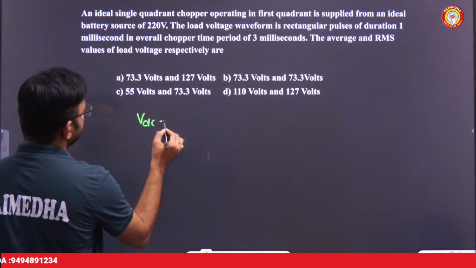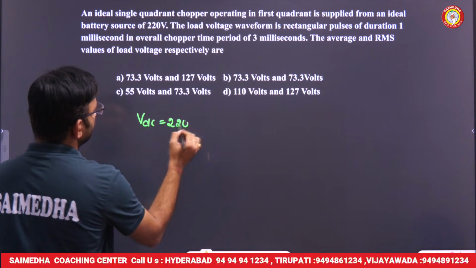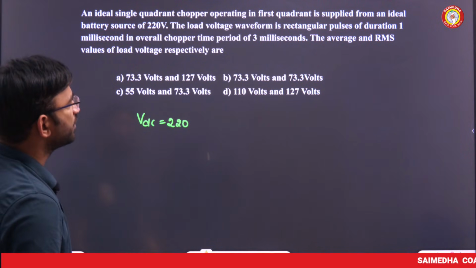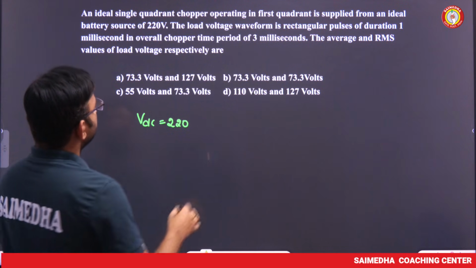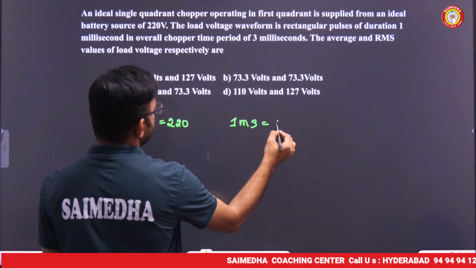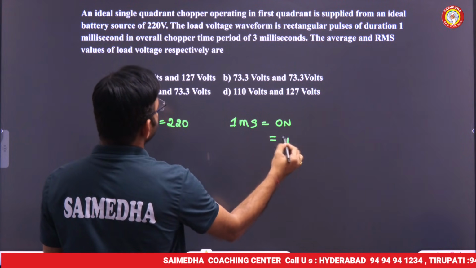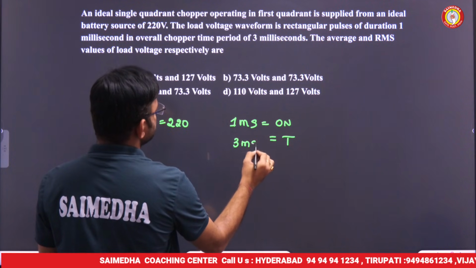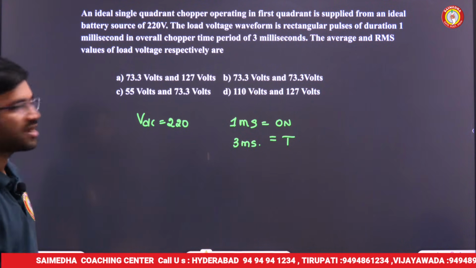Battery voltage is given as VDC equal to 220 volts, and the load voltage waveform is a rectangular pulse with a duration of 1 millisecond. So it is on for 1 millisecond; this is the on period. The total time period is given as 3 milliseconds. You need to find out the average and RMS value.